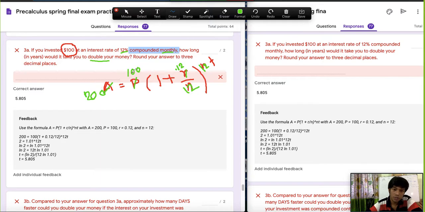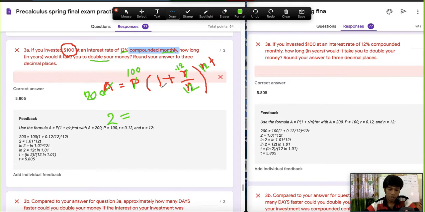This is 200, this is 100, and this 100 is in a multiplied form on this side, so we can send it to this side. So 200 divided by 100 equals what? Just 2. You see, our number became very small, so that it is solvable now. Now 0.12 divided by 12, then plus 1. So you can do it in the calculator.